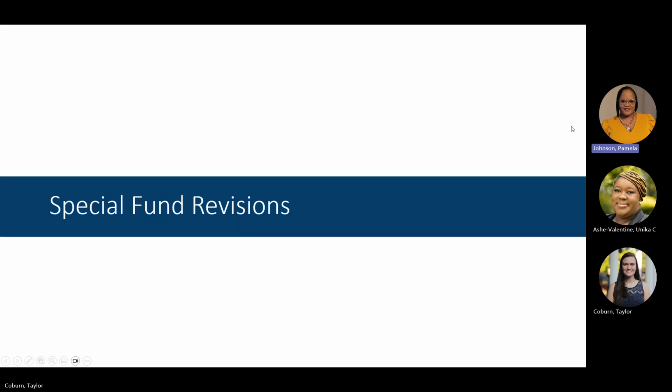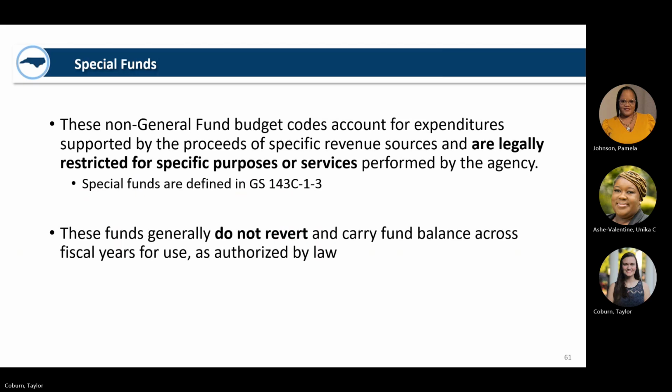Next, we will continue our discussion of special funds revisions. Earlier, you were shown different types of special funds as defined by GS 143C-1-3. These non-general funds are for budgets supported by the proceeds of specific revenue sources and are legally restricted for specific purposes or services performed by the agency. These funds generally do not revert and carry fund balances across fiscal years for use.